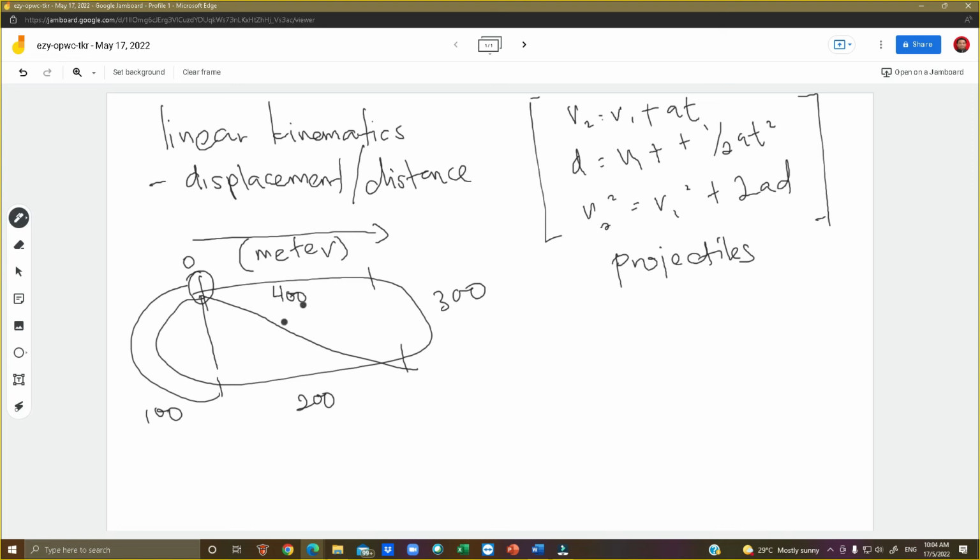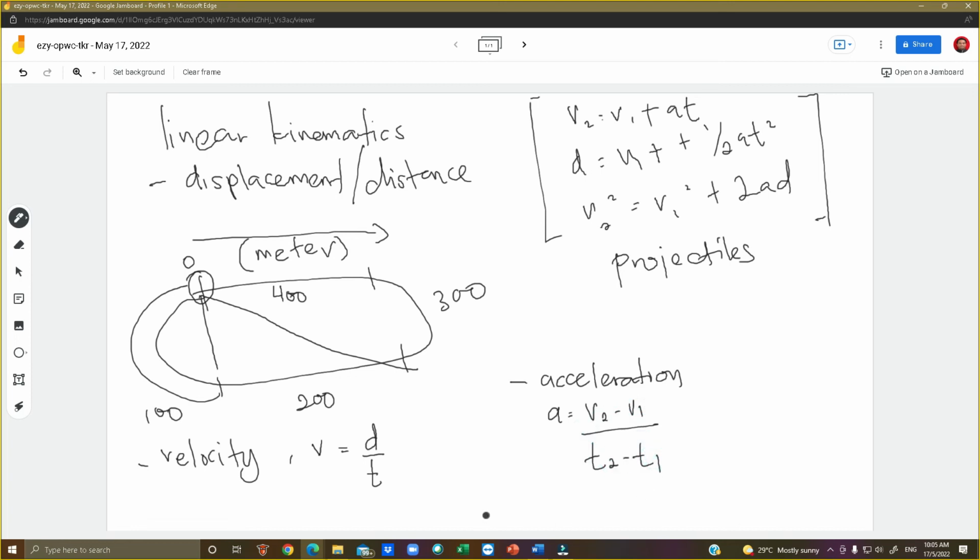Ni benda pertama. Benda kedua, we have discussed about velocity. The rate of change in terms of displacement. So velocity being written as V equals to displacement over time. Ni benda yang kedua kita dah belajar. And the third one, we have learned about acceleration, or the rate of velocity change, where it can be written as A equals to V2 minus V1 over T2 minus T1. Ni sekejap ni.